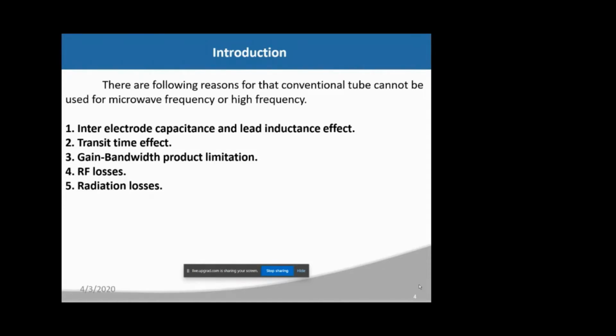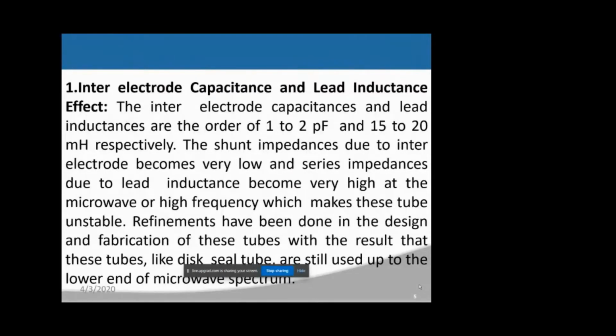Now we'll see all this in detail. In short, the inter-electrode capacitance and lead inductance effect, the transit time effect, the gain bandwidth product limitation, the RF losses, and the radiation losses can all affect the performance. Now the first one is the inter-electrode capacitance and lead inductance.